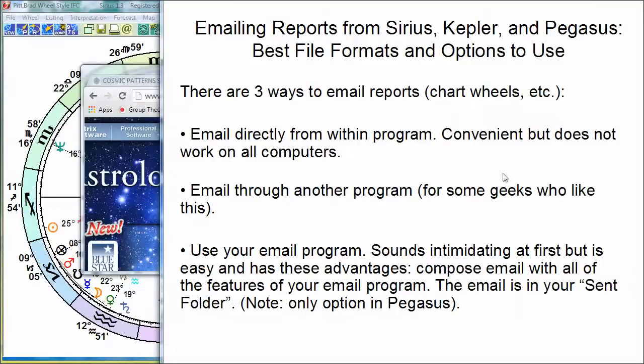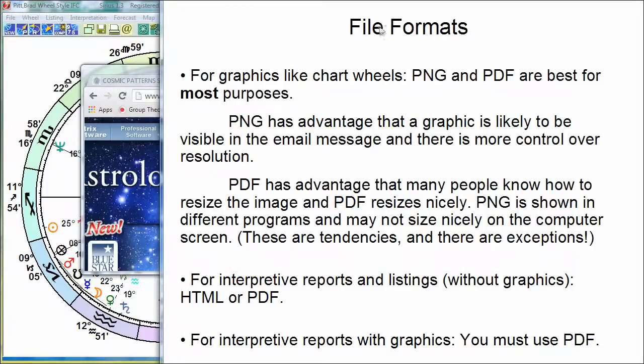Okay, so that's how you do it, and I've talked about file formats. PNG and PDF are best for most purposes. There are cases where other formats are preferred, like some publishers want TIFF format, and that's available in Sirius as well, and in Kepler. So PNG has the advantage that a graphic is likely to be visible in the email message. So when the person receives the email, they're likely to see that chart wheel right there. They don't have to open up another program, they see it.